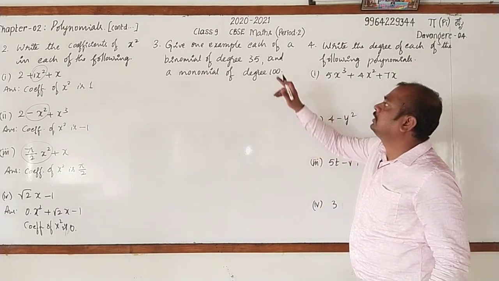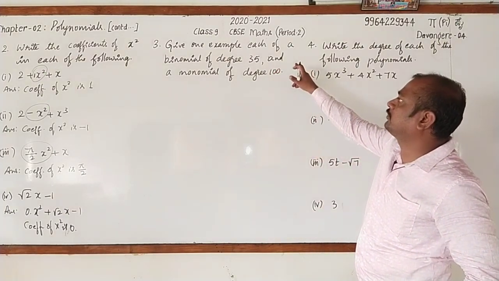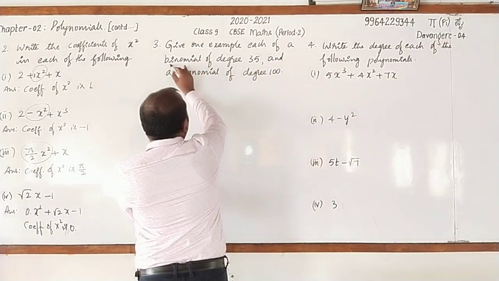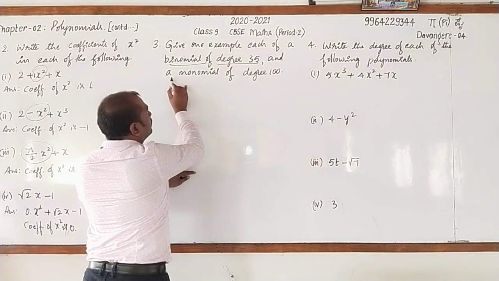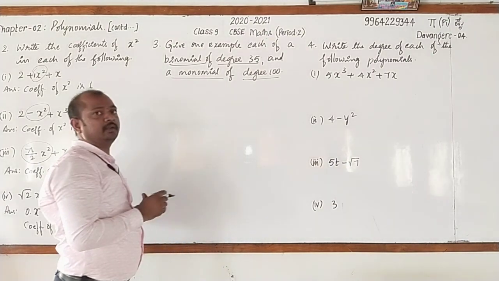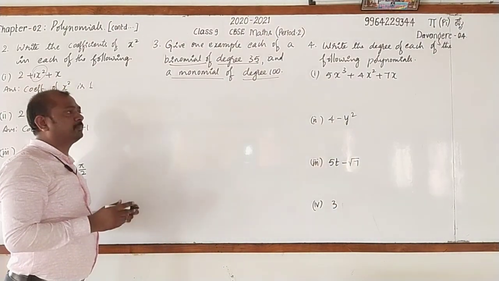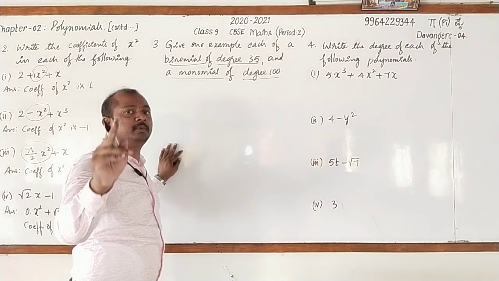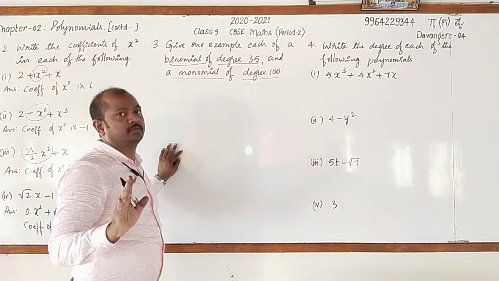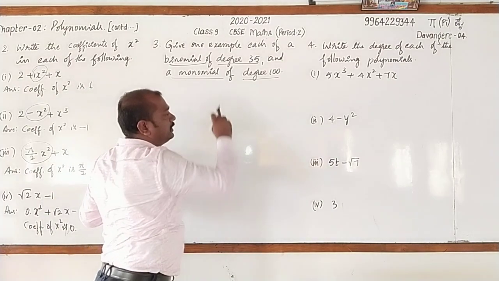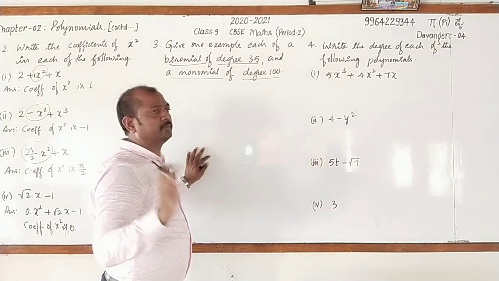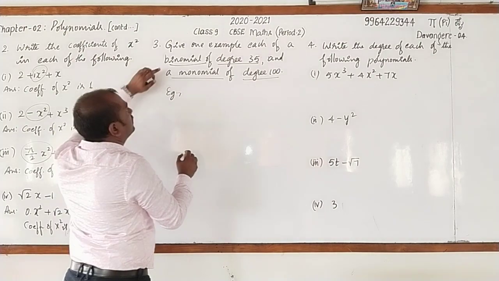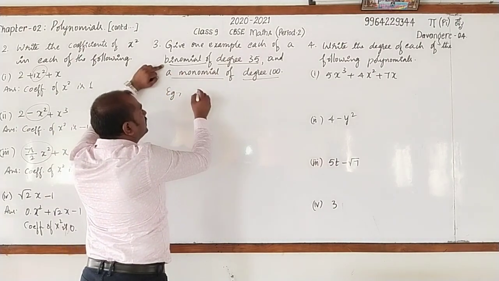Now, let's go for the third. Very simple. Give one example each of a binomial of degree 35 and a monomial of degree 100. Dear students, we know what are binomial and what are monomial. Binomial is a polynomial having 2 terms. Then monomial, a polynomial having a single term. Let's go for giving examples for this. First one, example for binomial of degree 35.